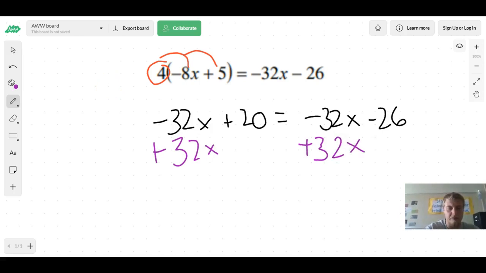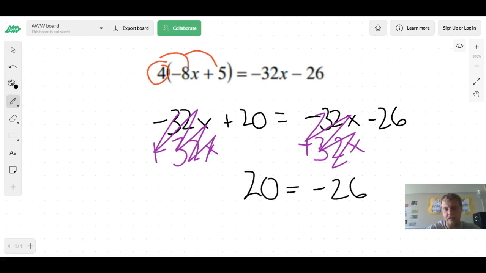Well, negative 32x and 32x will cancel out, and negative 32x and 32x will cancel out. So I'm just going to be left with 20 equals negative 26. And when you see that, you should go, well, no, it doesn't. 20 doesn't equal negative 26. So what that tells us is this thing has no solutions.